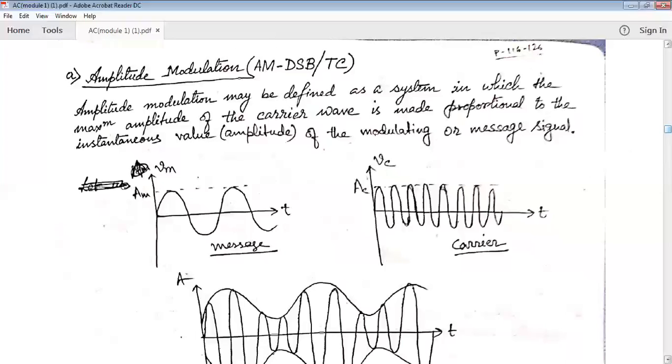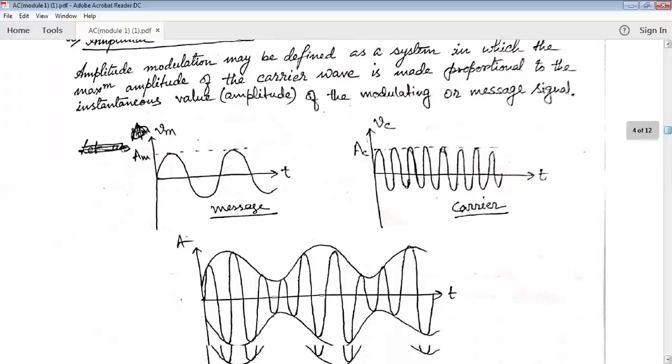Modulation means change. Amplitude modulation means to change the amplitude. Whose amplitude will be changed? The amplitude of the carrier signal will be changed. How will it change? It will be changed proportional to the instantaneous value of the amplitude of the message signal. So amplitude modulation may be defined as a system in which the maximum amplitude of the carrier wave is made proportional to the instantaneous value of the message signal.